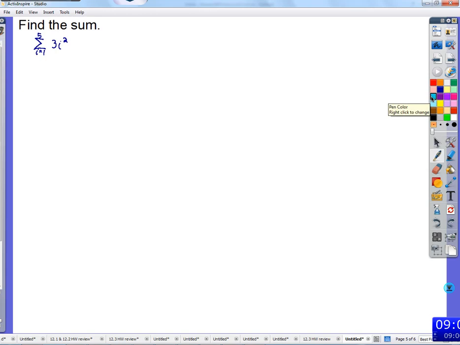Okay, so find the sum. How many things will we be adding up? Five things. 1, 2, 3, 4, 5 things. Add them up. How do I know I'm adding them up? Find the sum. It's sigma notation, summation notation. The letter sigma means adding everything up.